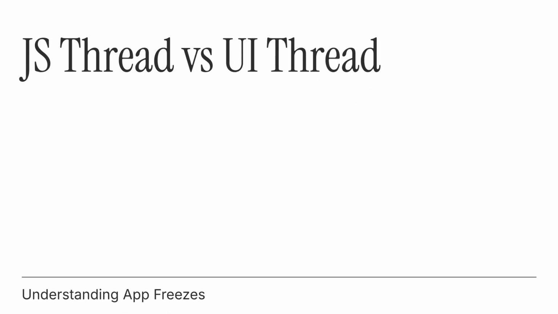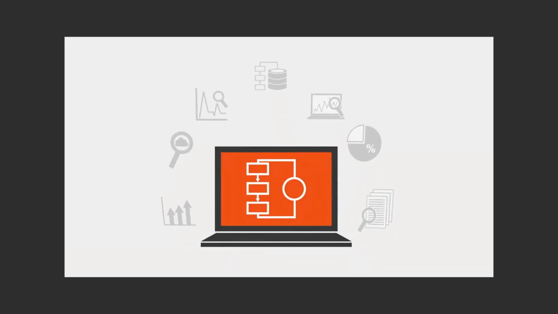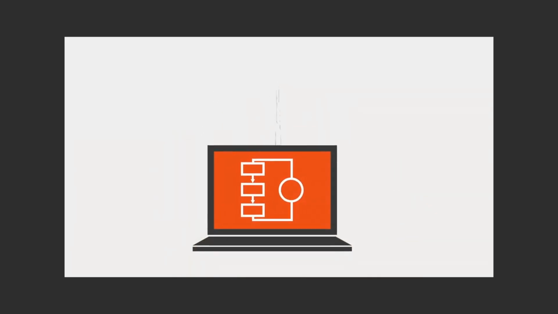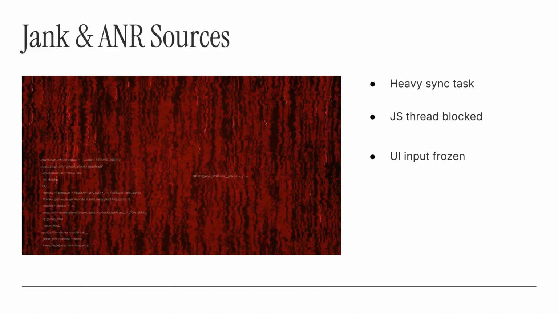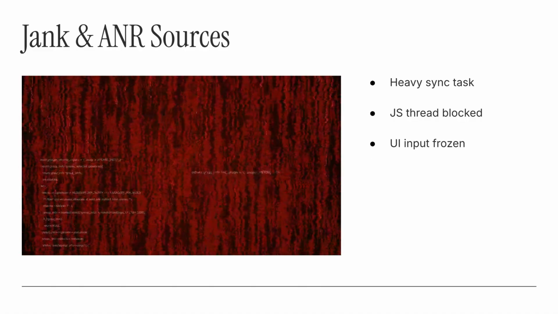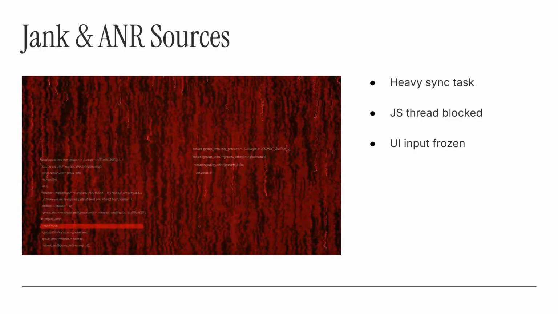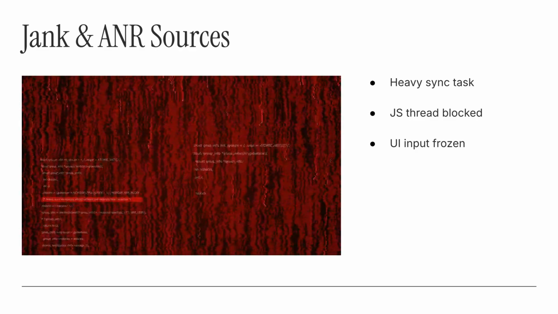Memory leaks lead to performance degradation, but app freezes and ANRs are often tied to another key concept: the difference between the JavaScript thread and the UI thread. The JS thread executes your React code, while the UI thread handles rendering and user input. When the JS thread is blocked with synchronous heavy work, the bridge is clogged, and the UI thread starves, resulting in a visible freeze. Jank is usually a series of small, missed frames. An application not responding, or ANR, is a catastrophic, sustained freeze caused by a single piece of code blocking the main thread for too long. Identifying which thread is the source is critical for debugging.